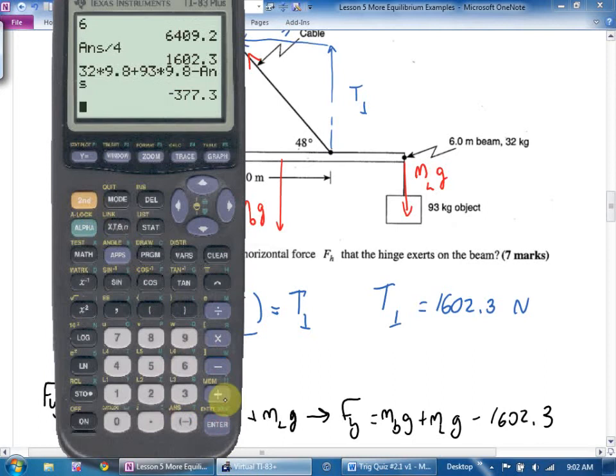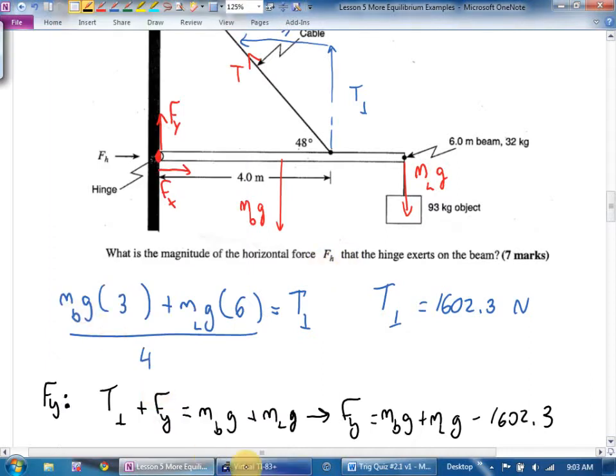Whoa. Did I do this wrong? 32 times 9.8 plus 93 times 9.8 minus answer. Did I do something wrong here? Now I'm worried. You got 1602 as well, folks? What does that mean? Pardon me? Well, I think it means that this is pulling down, but that doesn't make physics sense to me. Let me think here for a second. I mean, it's possible you could have tension so tight that this would be pulling down, but that would be if you were pulling that way really, really hard. If you're pulling this way, I think it would want to rotate still. Have I done something silly here? Mass of the beam. I stole this from a provincial, so the numbers should be good.